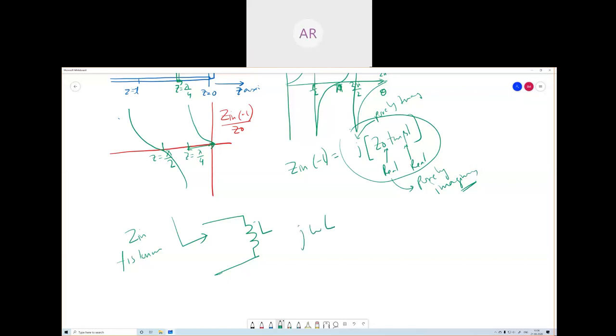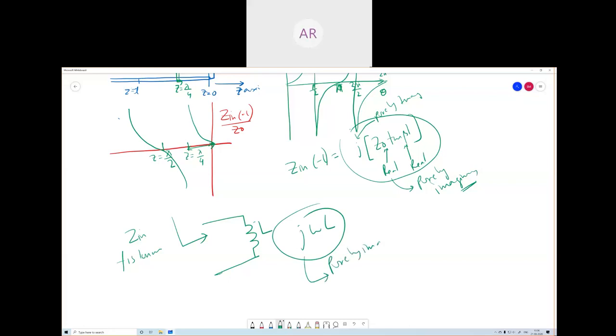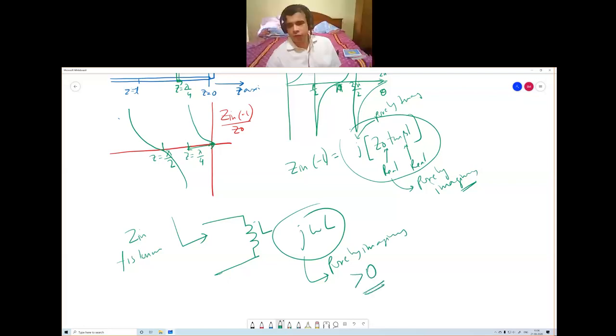Here also, it is purely imaginary and greater than 0. The value of the imaginary part is greater than 0, because omega is greater than 0 and L is also greater than 0. Is it okay? Is it correct? Agreed?